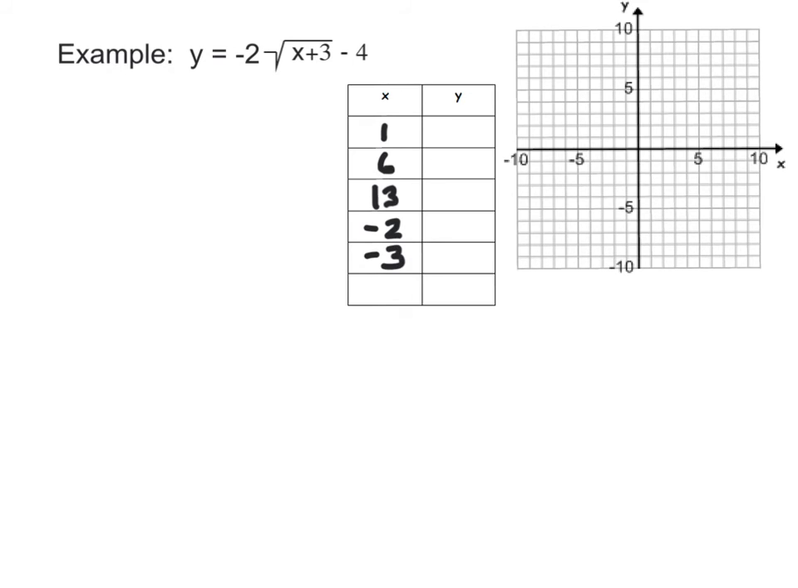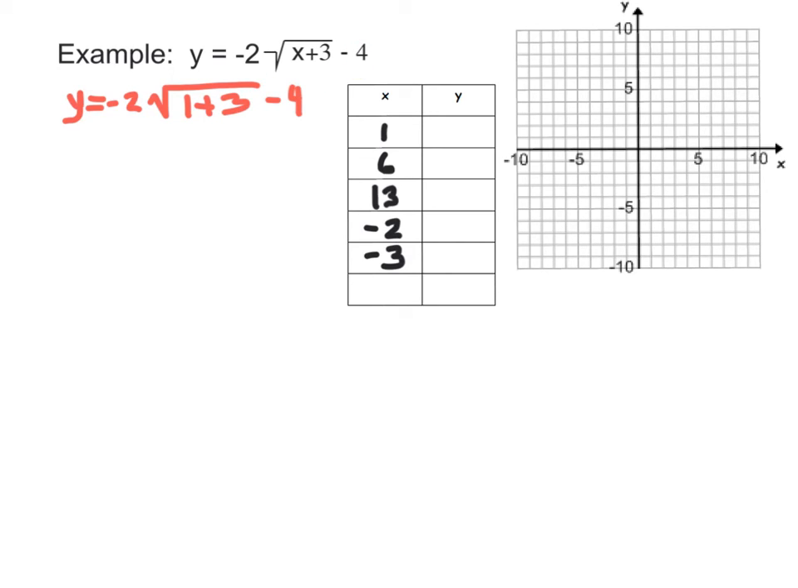Okay, let's try one more example. So this time we're going to put in these x values for our radical function. Y equals negative 2 times the square root of, I'm going to put a 1 in for x, plus 3, and then minus 4. Now you've got to be careful. Notice the root ends here after the 3. It does not go over the negative 4, so don't put that over.